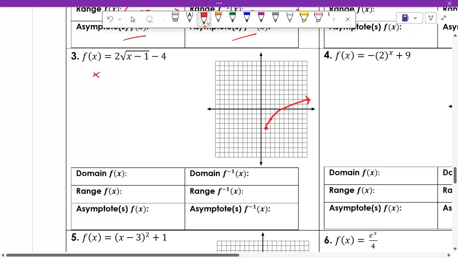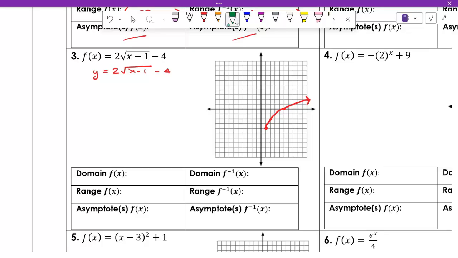Step number one, rewrite it as y equals 2 square root x minus 1 minus 4. Okay, now I can switch x and y. So it's x is equal to 2 square root of y minus 1, and then that's minus 4. Okay, so I've got to get this y by itself. In order to do that, I need to add 4 to both sides. So I get x plus 4 is equal to 2 square root y minus 1.